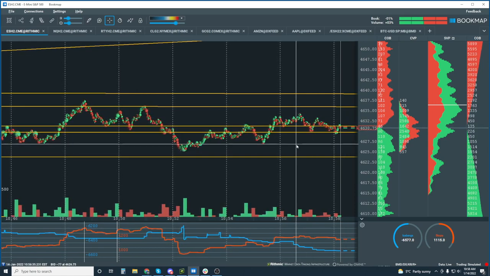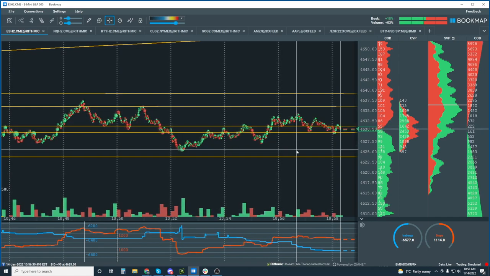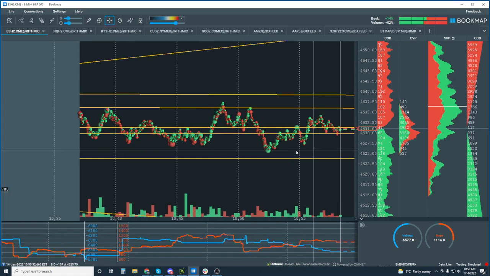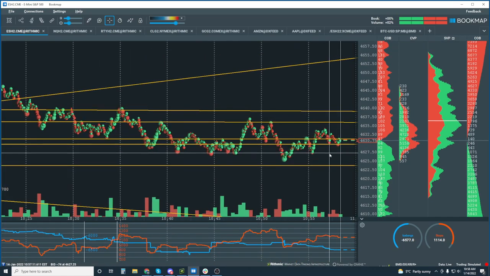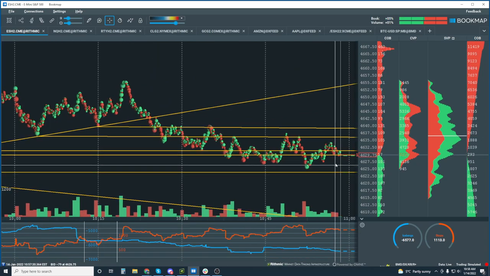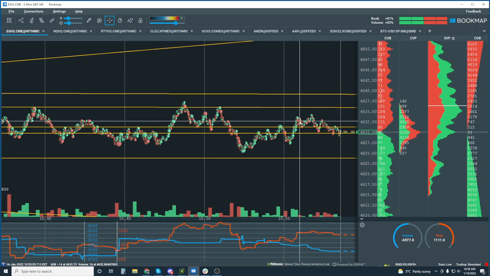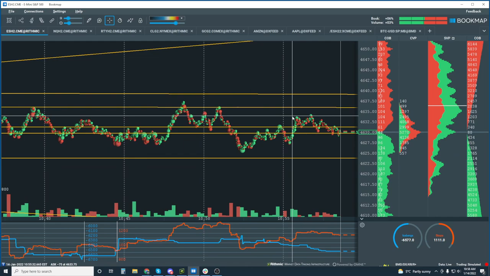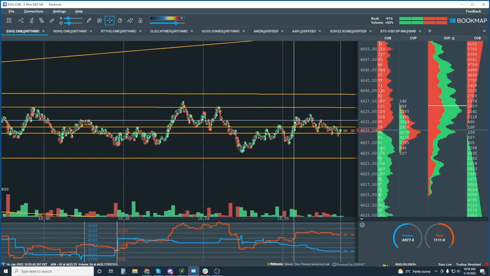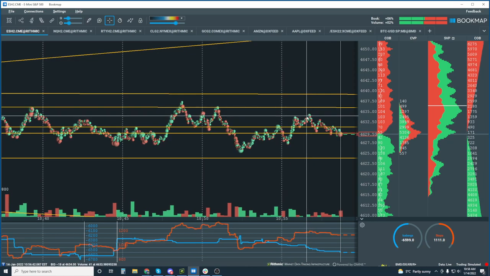Okay, I guess 27.5 would be the first stop. Next would be 25, and let's zoom out a little bit more. Yeah, those two look good. First one, 27.5 right here. Just reading the context of these two elements here: structure and volume. Our important levels and volume.